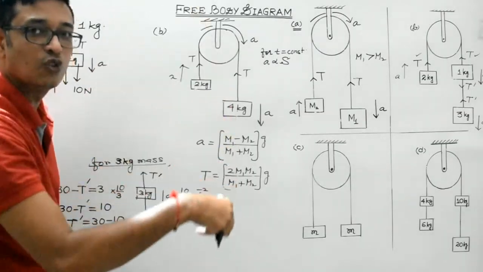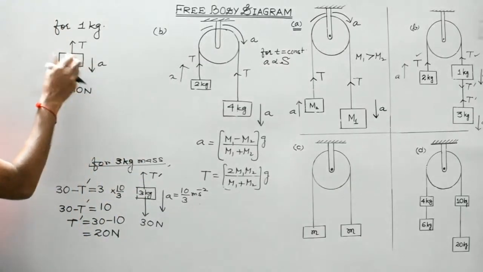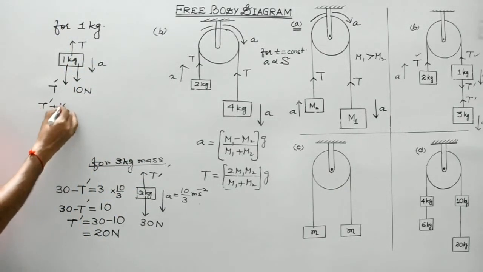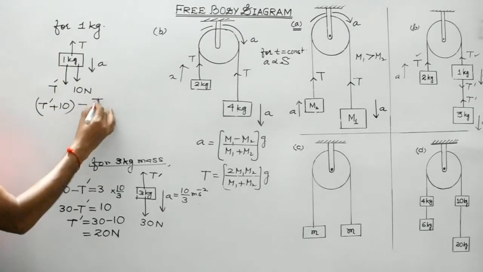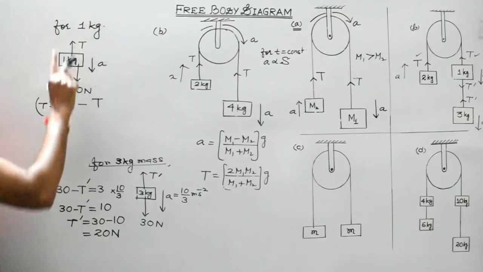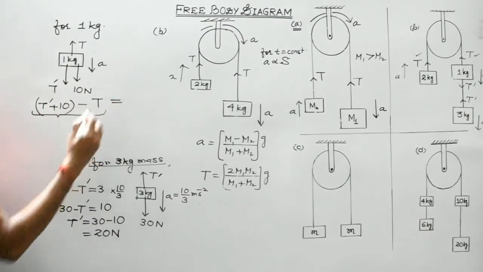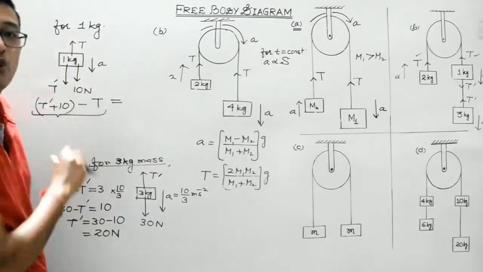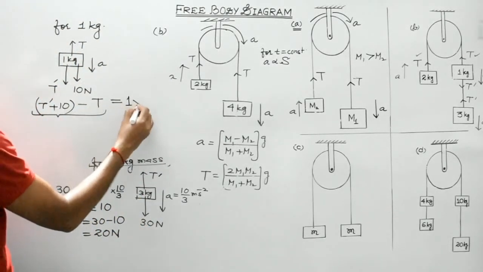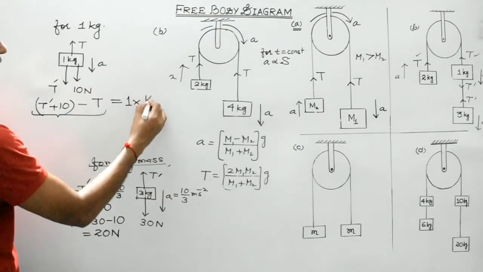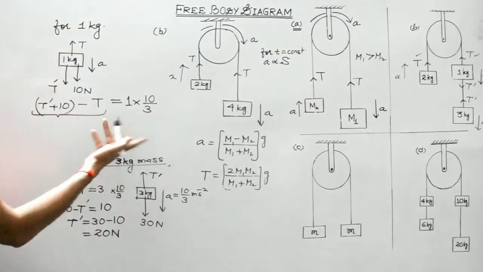Net acceleration is in the downward direction. So downward force must be the dominating one. Therefore net force acting on this body would be T dash plus 10. Why plus? Because both are acting in the same direction. Minus T. Why minus? Because T is acting in the opposite direction, 180 degree. This is the net force acting on this body. And as per Newton's second law, net force acting on a body is mass into acceleration. What is its mass? 1. What is its acceleration? A. A is found to be 10 by 3. I hope you have understood this. Now you can easily solve it and get the answer.